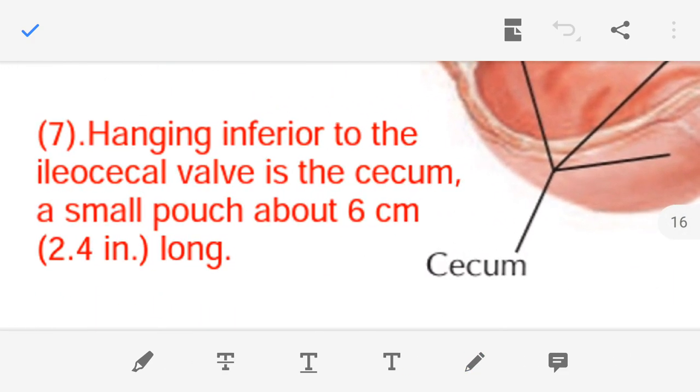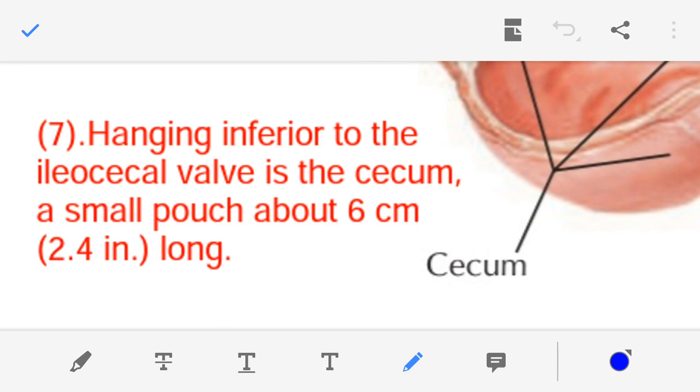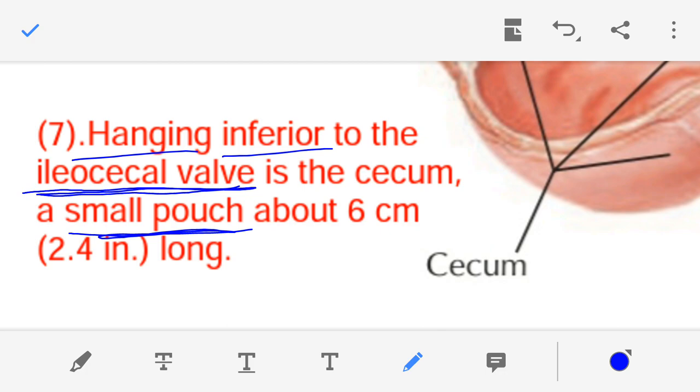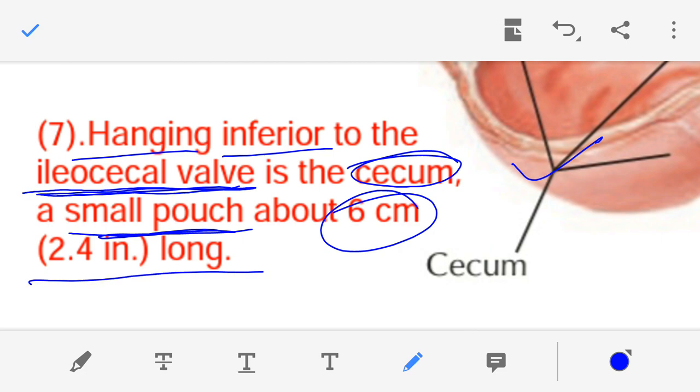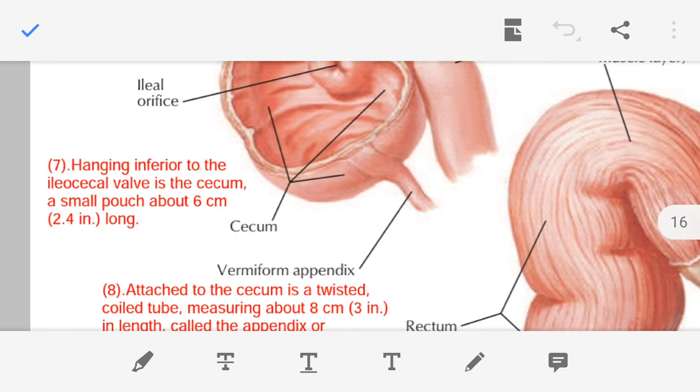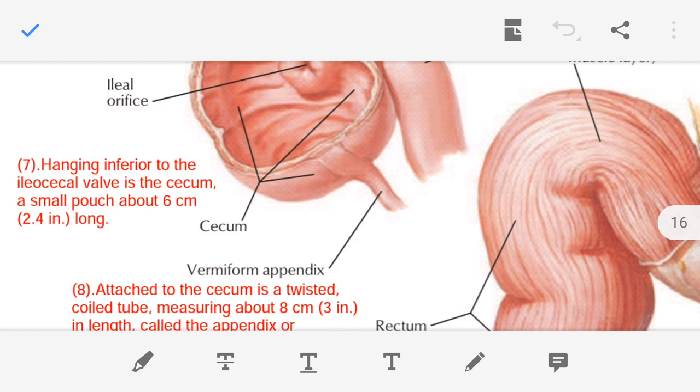First of all, from the ileocecal wall, a small pouch is hanging inferiorly. The pouch, which is small and hanging from the ileocecal wall, is known as the cecum. The length of this pouch is 6 centimeter, that is 2.4 inch. So the cecum is 2.4 inch long.